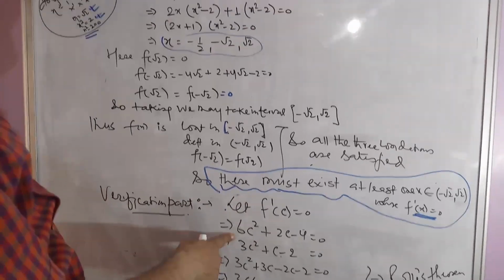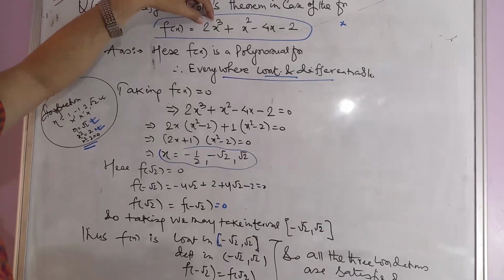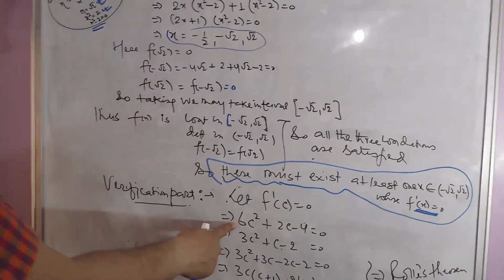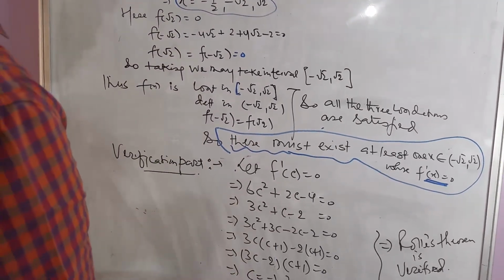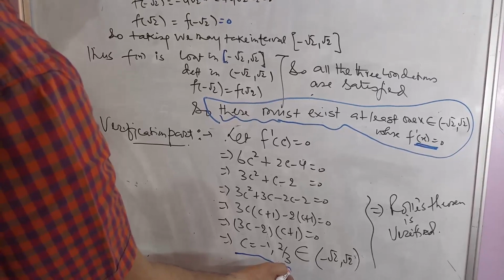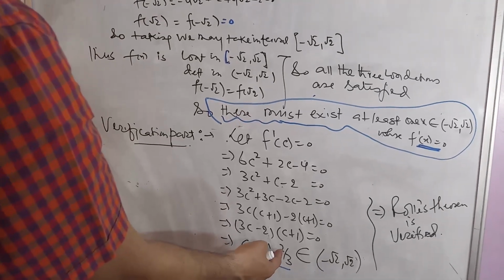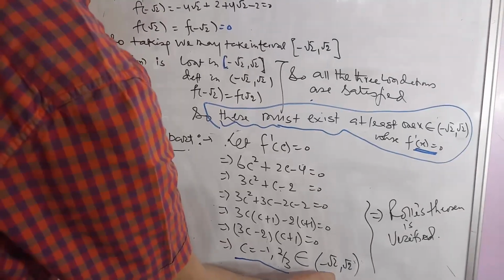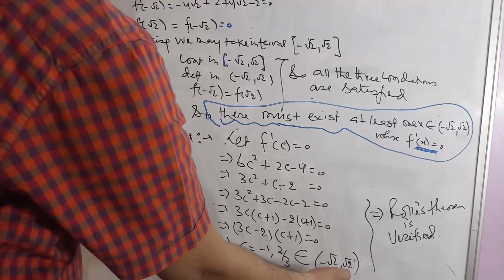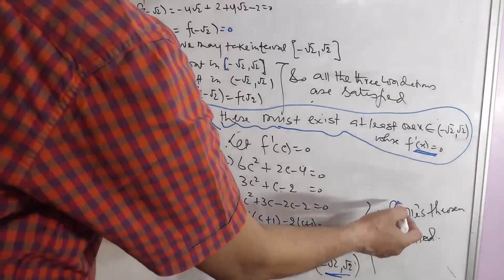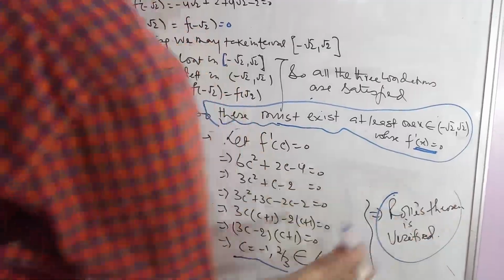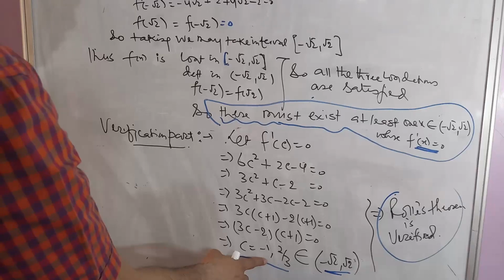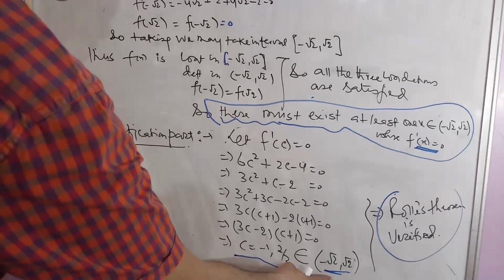6c square, 6x square plus 2x minus 4, cancelling common factor 2, 3c square plus c minus 2. This equation gives c equal to minus 1, 2 by 3. If both these values do not belong to this interval, then verification fails for Rolle's theorem. But here minus 1 and 2 by 3 both belong to this interval.